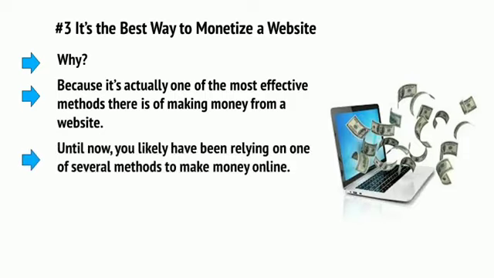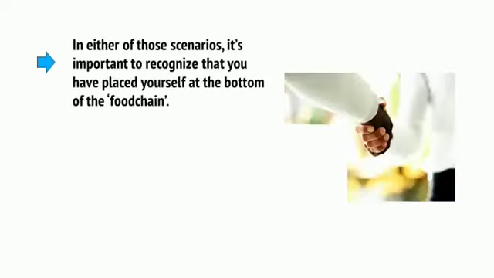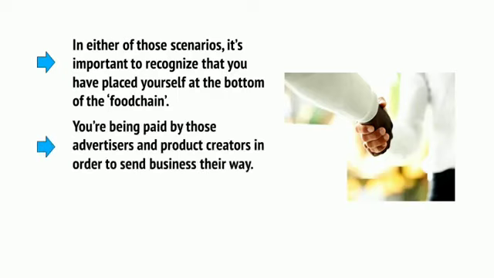Until now, you likely have been relying on one of several methods to make money online. Perhaps you're making money from advertising on your website, selling ads on Google AdSense, for example, or maybe you're making money selling an affiliate product. In either of those scenarios, it's important to recognize that you've placed yourself at the bottom of the food chain. In other words, you're being paid by those advertisers and product creators in order to send more business their way.